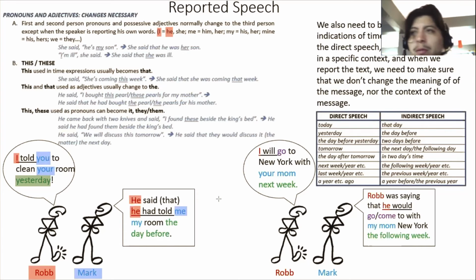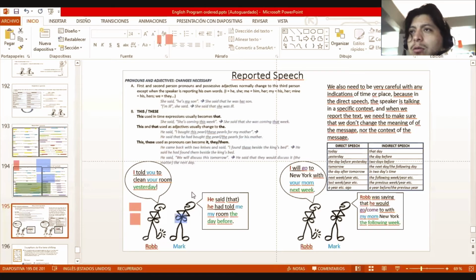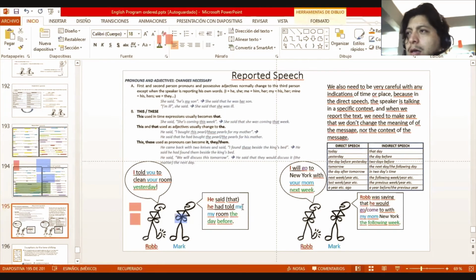Es más, déjenme ponerlo porque si no se va a hacer un relajo. I told you, he had told me, déjenme cerrar esto un poquito. Aquí me hice bolas. Ok.